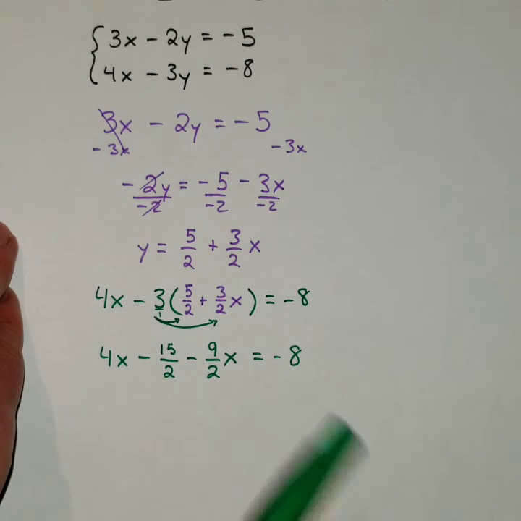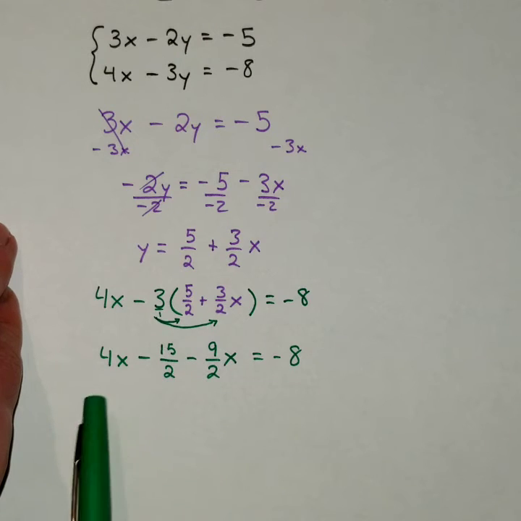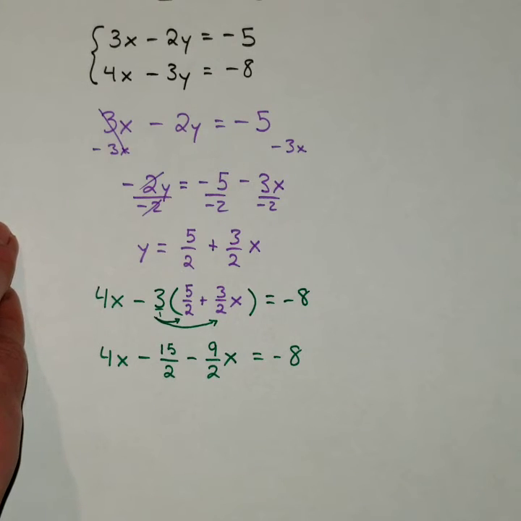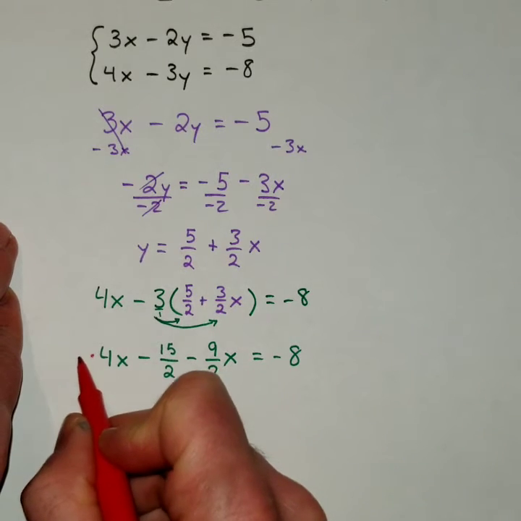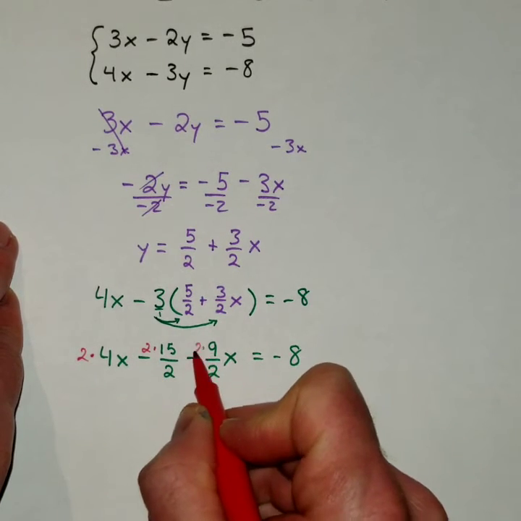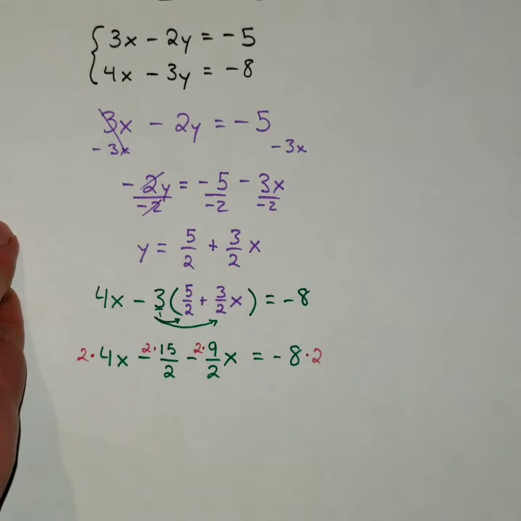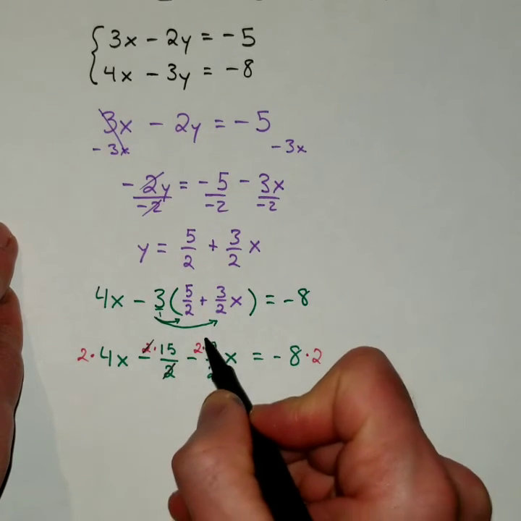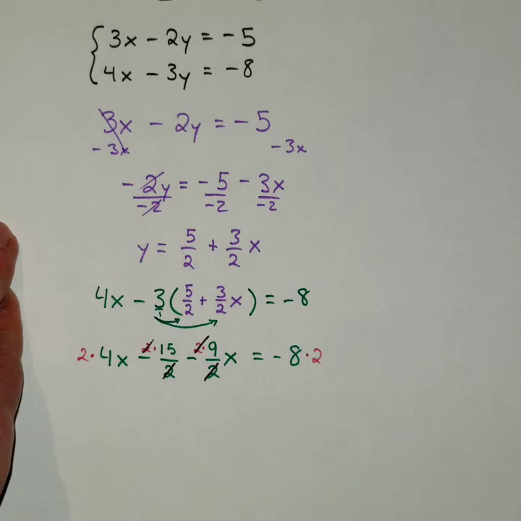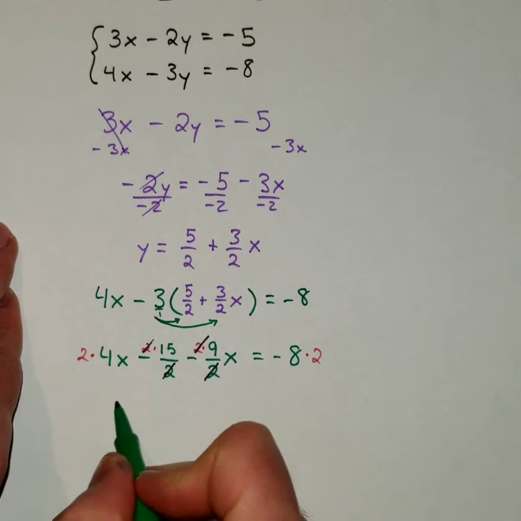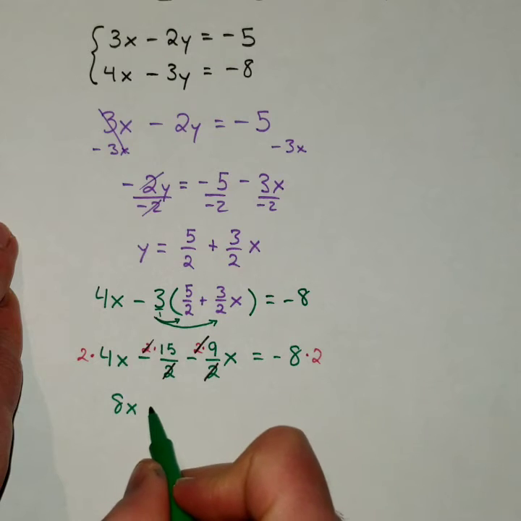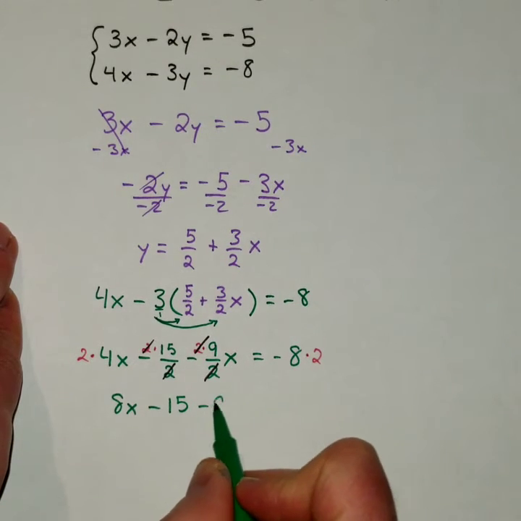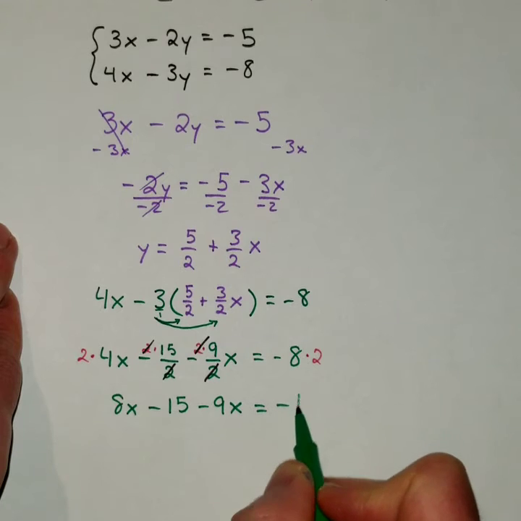Now, a quick way to get rid of these fractions, we've talked about this in the past, is to multiply both sides of the equation by the least common denominator. In our case, the least common denominator is 2. So if I multiply every term by a 2 at this point, both sides of the equation, we can eliminate the 2's. These 2's will cancel, these 2's will cancel, and the other 2's have to stay in place. So this will become 8x minus 15 minus 9x equals -16.